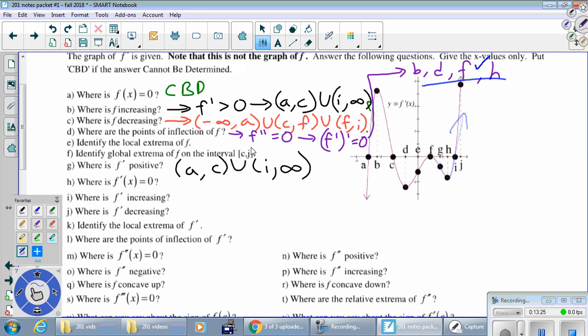Okay, part E, identify the local extrema of F. Local extrema of F. So these are the highs and the lows of the original function F. And so that means we're looking for, what are we looking for? We're looking for places where F prime is 0, right? If I wanted to find local maxes and local mins of F, I would take its first derivative and set it equal to 0. And I can look at this picture and find places where F prime is 0. These are just the x-intercepts of the graph that's given. And so the x-intercepts of the graph that's given are A and C and F and I.